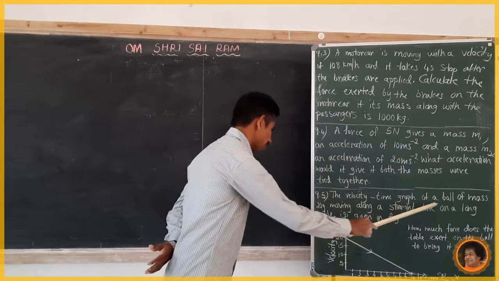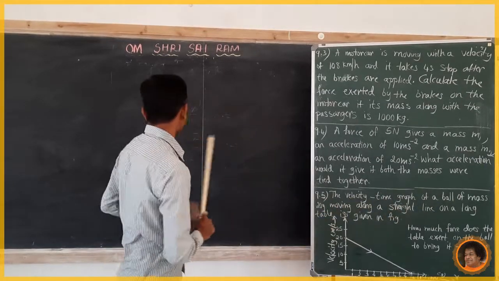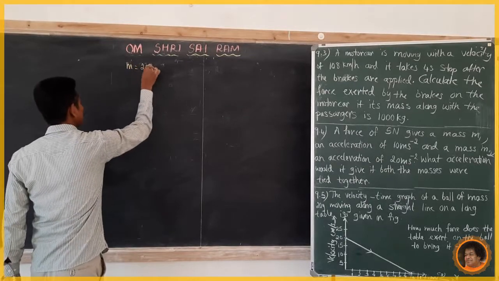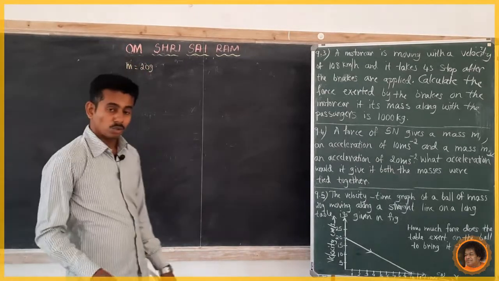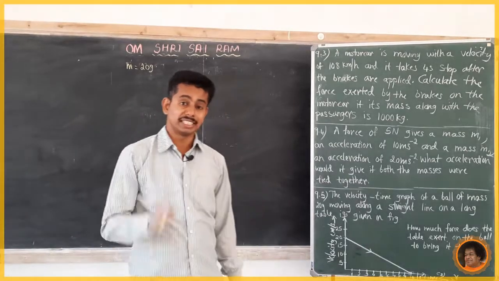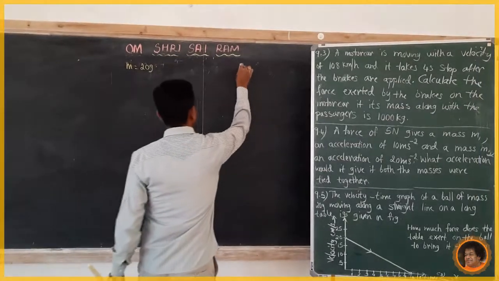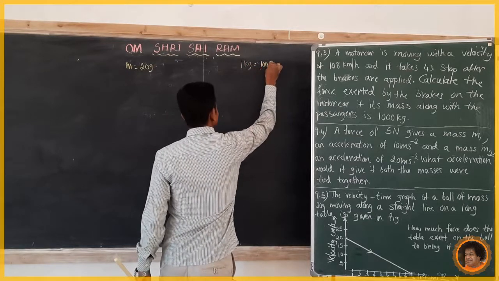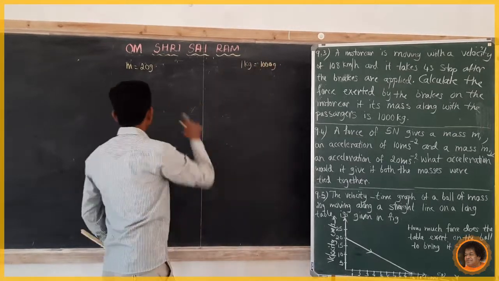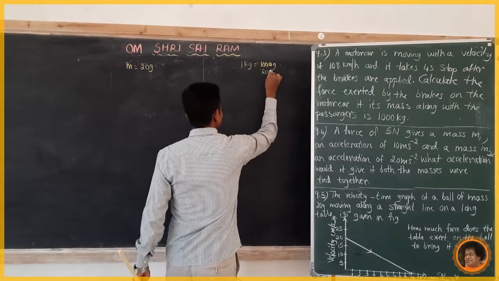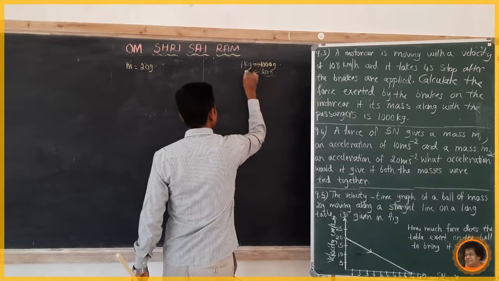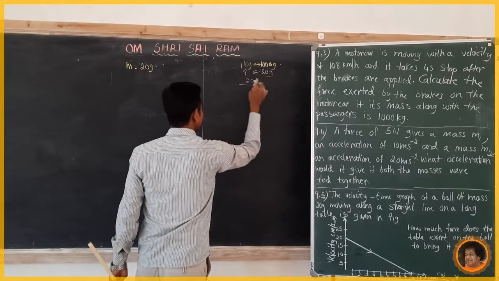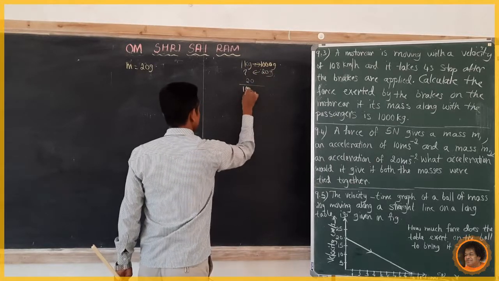The velocity time graph of a ball, mass 20 grams. So mass is given. What is the mass? Mass equals 20 gram. What is the SI unit of mass? It is kg. You have to convert: 1 kg equals 1000 gram. 20 gram means how many kg? So 20 divided by 1000.